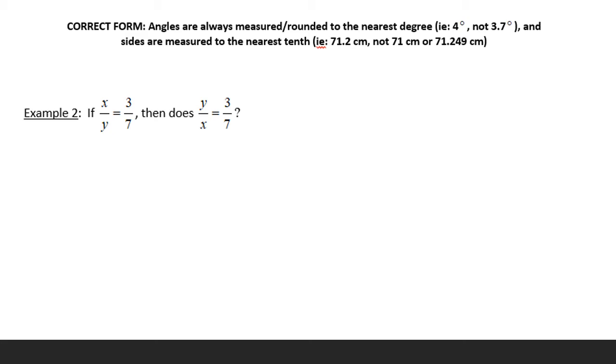Example 2. If x over y is 3 over 7, then is y over x the same as 3 over 7? So think about that for a minute.